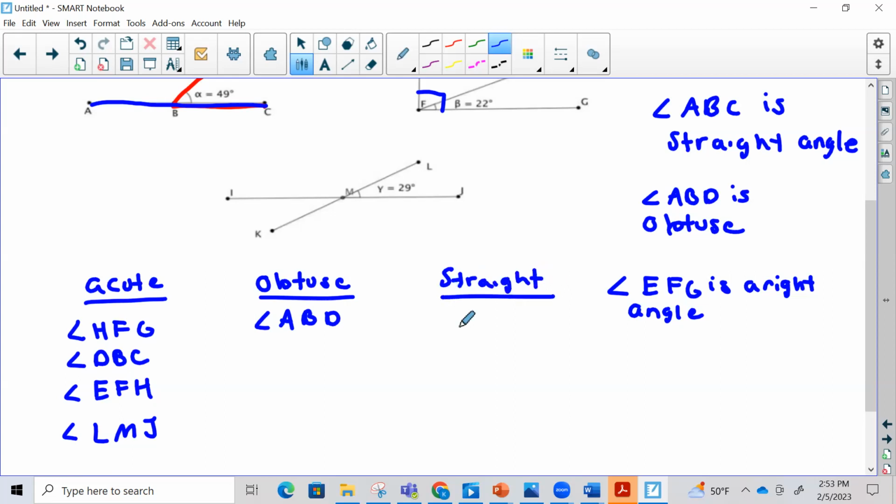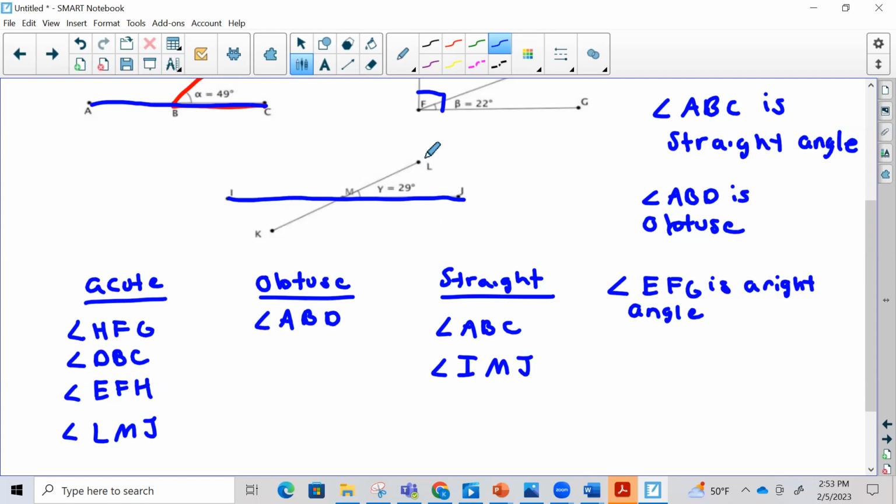So we're going to talk about more straight angles. So this, we already know angle ABC, but we have this angle here, IMJ, and that is a straight line. So it is a straight angle. So angle IMJ is a straight angle, which means it adds up to 180 degrees.